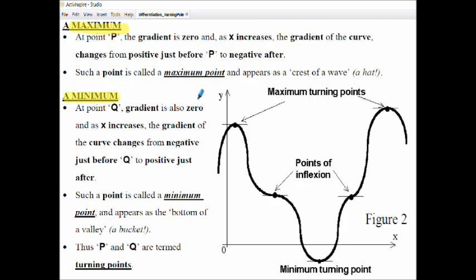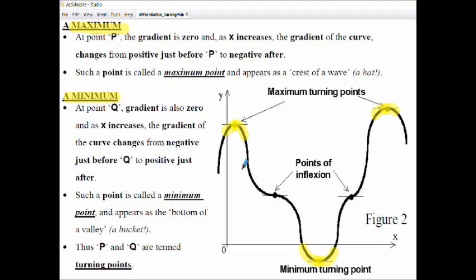In figure 2 we have maximums and minimums considered. We have maximums here and here. These are maximum turning points. Again, the gradients before the turning point are decreasing in their positive sense, and afterwards they are increasing in a negative sense. So for both maximums that's true. And if we look at the minimum, one minimum here, the gradient prior to the turning point is decreasing in a negative sense, and afterwards an increase in the positive sense. So we have maximum and minimum turning points.